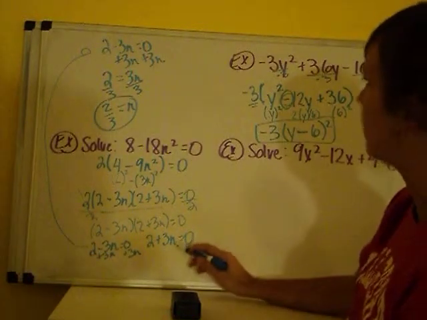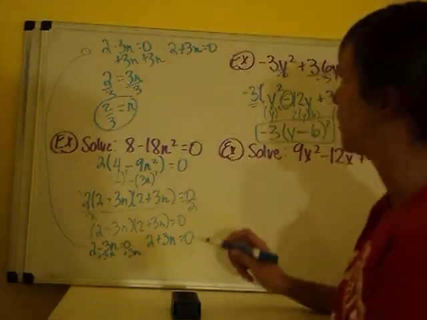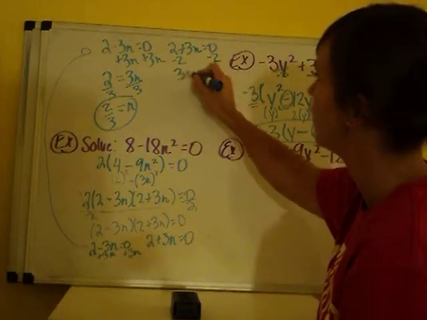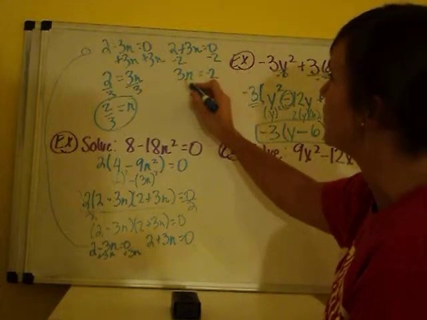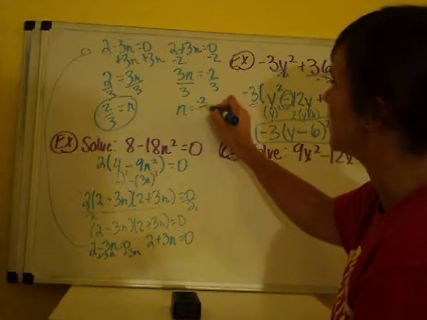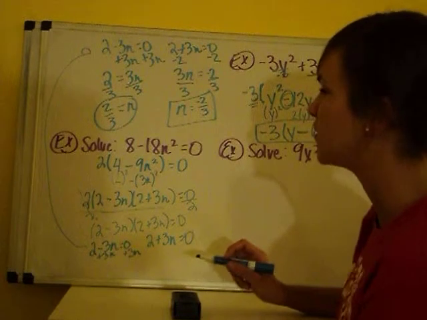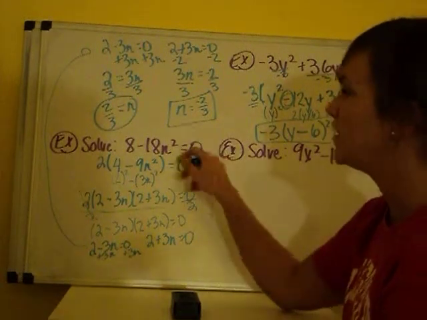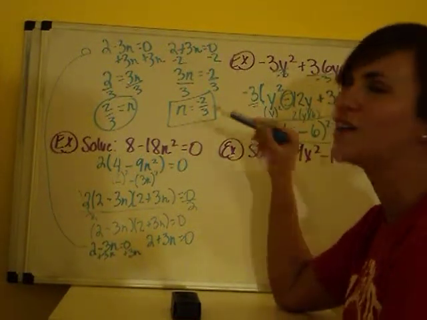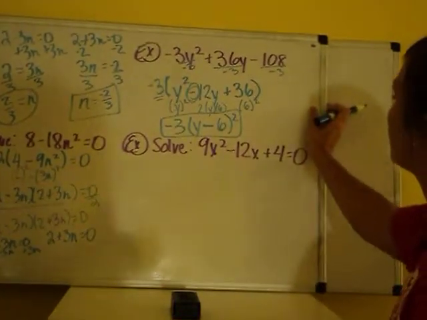That's one solution. My other one is 2 plus 3n equals 0. So if I'm solving for n, I'm going to subtract 2. 3n equals negative 2. Divide by 3. n equals negative 2/3. Okay? And those are our two solutions for this problem. So we did greatest common factoring, difference of two squares, zero product property, and found our answer. Woo! Lots of things going on in that problem.